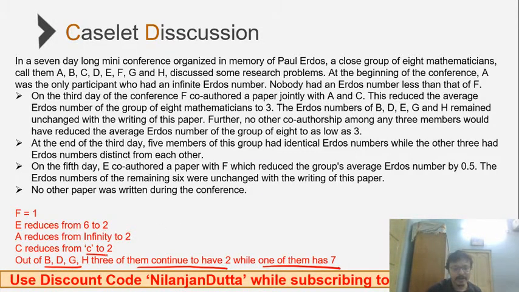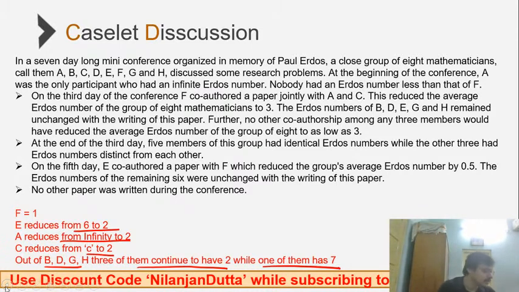C, the Earth number, reduces to 2. A, the Earth number, reduces to 2. E, the Earth number, reduces from 6 to 2. And F, the Earth number, will always remain 1. Remember, F has the least Earth number in the group.